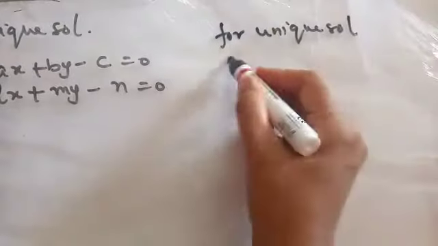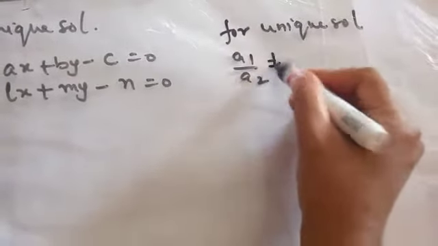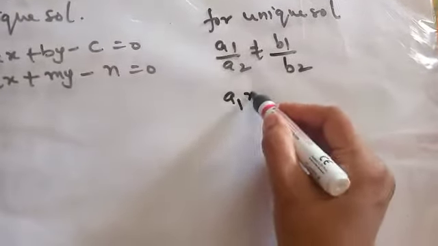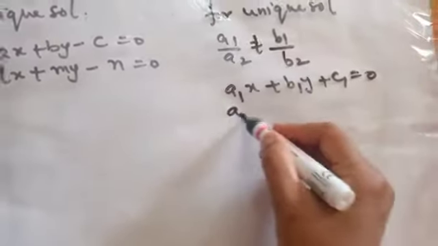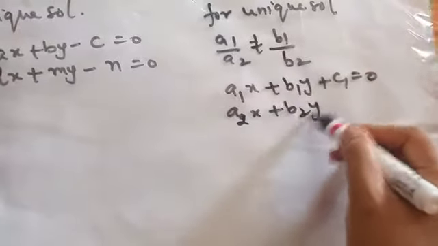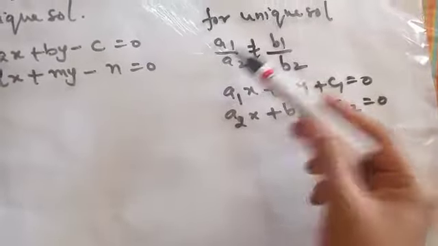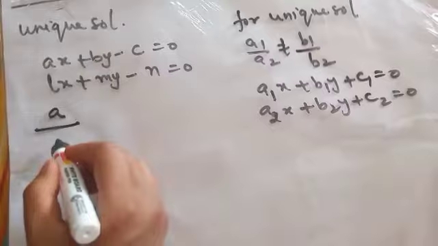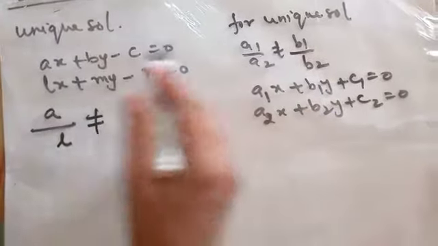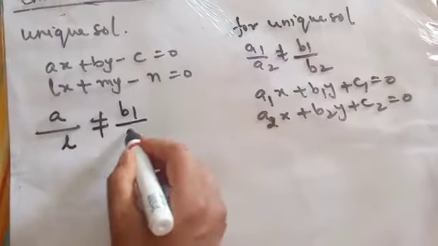The formula was a1 by a2 is not equal to b1 by b2, and what were the standard equations? a1x plus b1y plus c1 is equal to 0, a2x plus b2y plus c2 is equal to 0. So now a1 and a2 are the coefficients of x, b1 and b2 are the coefficients of y. So what is a1 here? I am just putting the values here, just check it here. a1 is a upon a2 is l, not equal to b1 is b and b2 is m.